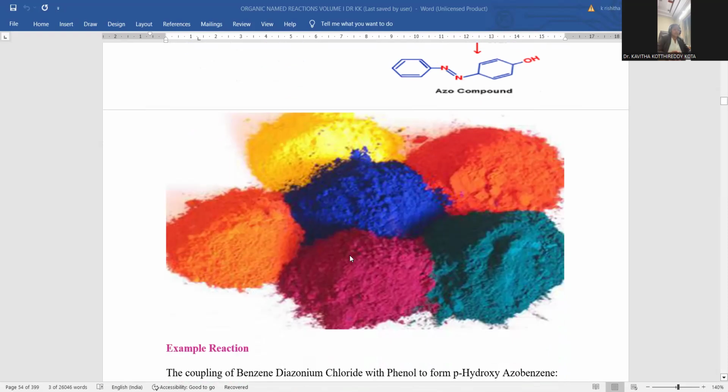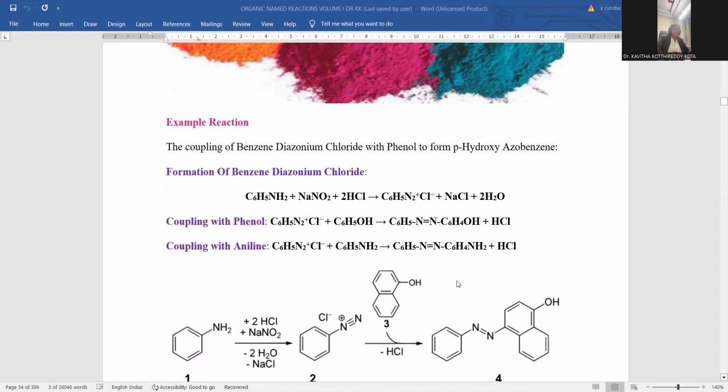You can notice all these compounds, which are said to be dyes, coloring agents, are manufactured by this azo coupling reaction. So many textiles and even materials like plastics, different colors, you can notice all these pigments are taken from azo coupling reactions only. So here are a few examples pertaining to azo coupling reactions.